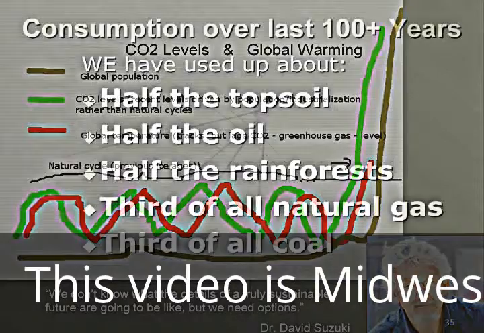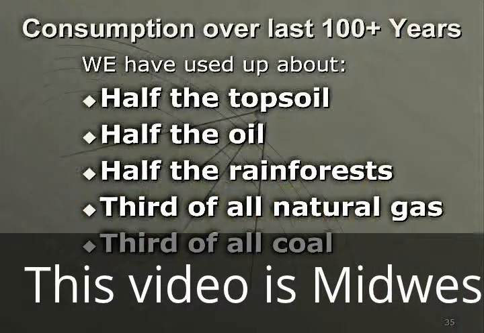So just to summarize here, slide 35, the consumption over the last 100 to 150 years: we've used up half the topsoil on the planet. We've got some of the best soil in the world here, so we're the last ones to destroy our soils. We've used up half the oil, half the rainforests are now gone, a third of all the natural gas, and a third of the coal. The goal of a permaculture design, or permaculture in general, is to reverse this consumption model into a creation model.